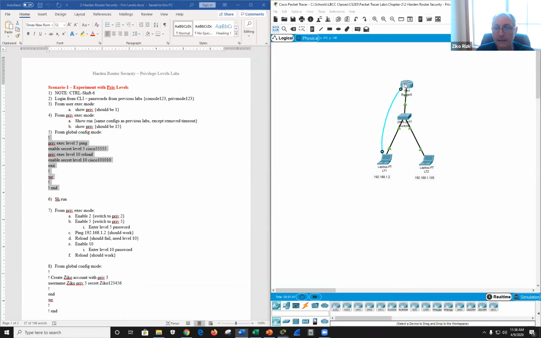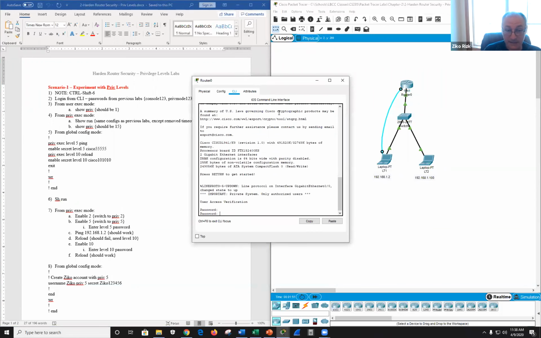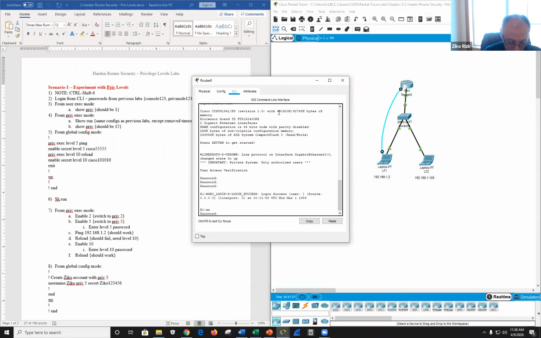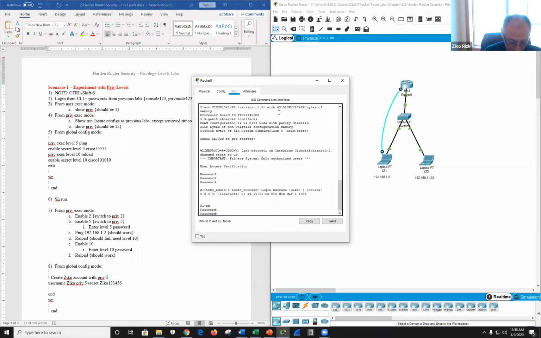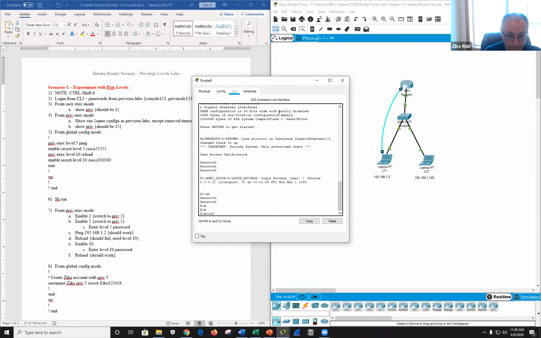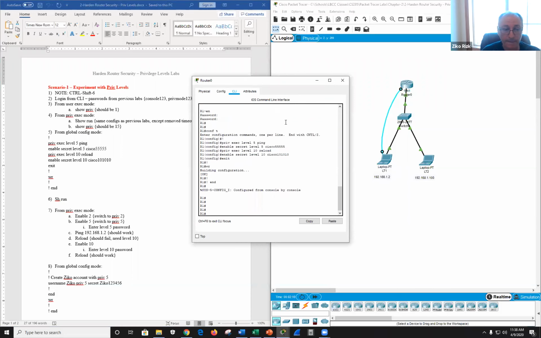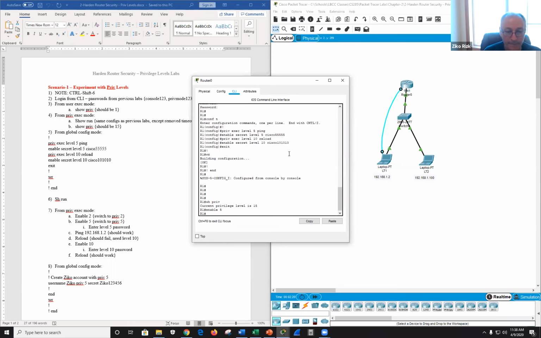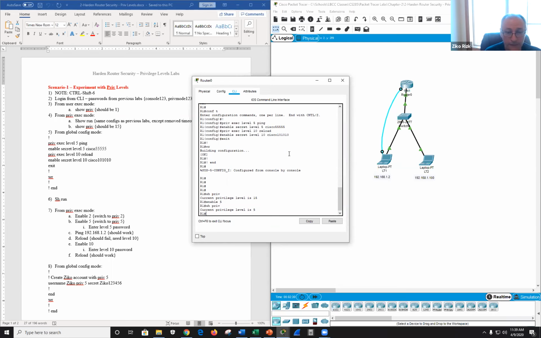So I'm gonna come back and paste the configuration. I'm redoing what I did. Okay. And I can type show priv and I'm 15 and enable 5. Show priv. Okay. I'm level 5 and ping.